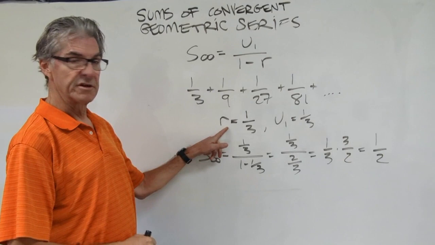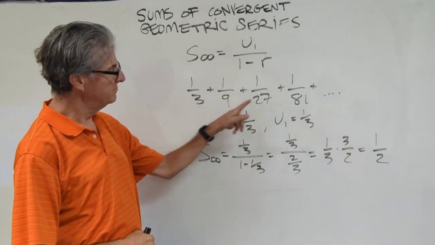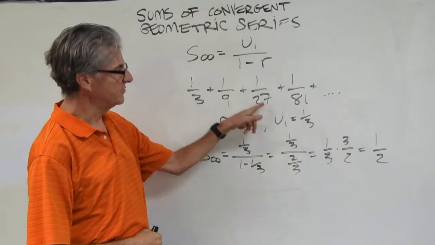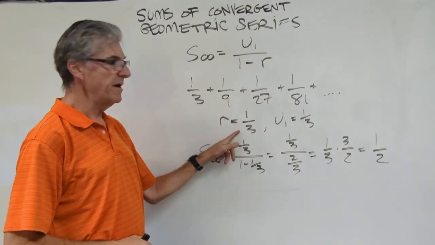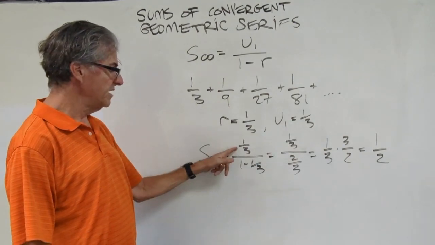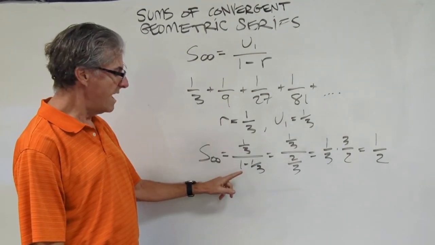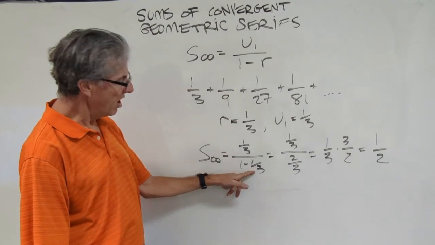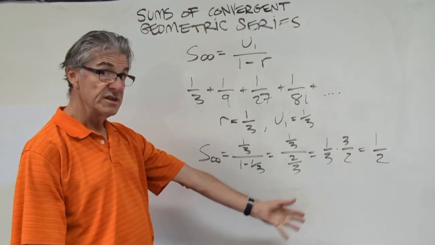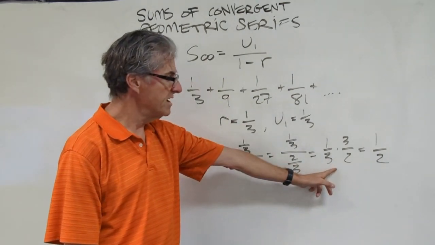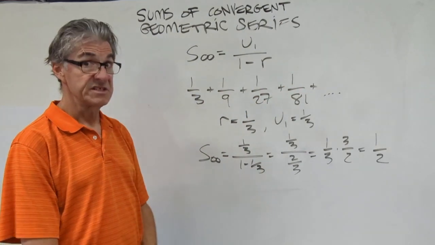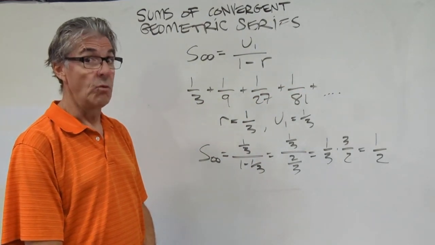My r is 1/3. That's what I'm multiplying by to get the next term each time. 1/3 times 1/3 is 1/9, times 1/3 is 1/27, and so on. So there's my r value. My first term is 1/3. Straightforward plug-in: u1, 1/3, over 1 minus r, which is 1 minus 1/3. So I have 1/3 over 2/3. When I have a fraction divided by a fraction, I flip and multiply, and that gets me 1/2. So the sum of this series converges on 1/2.